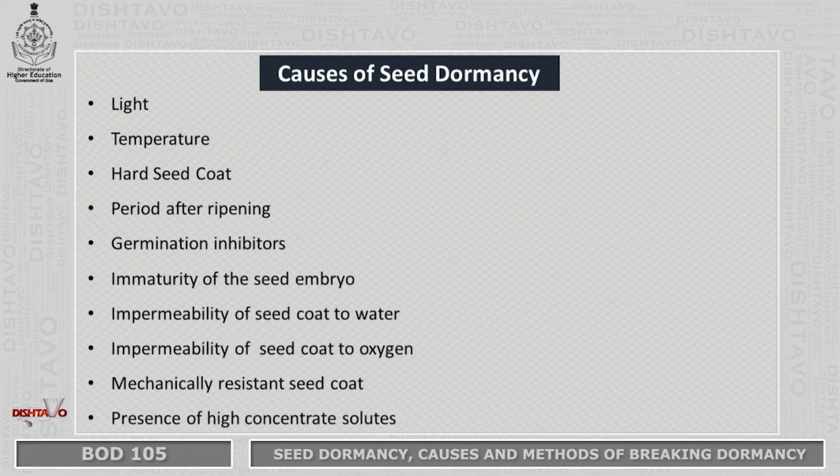What are some of the causes of seed dormancy? Seed dormancy can be caused by varying factors such as light, response to temperature, presence of hard seed coats, a period after ripening, presence of inhibitors which prevent germination, immaturity of the seed embryo, the impermeability of the seed coat to water or oxygen, a mechanically resistant seed coat, and the presence of highly concentrated solutes.